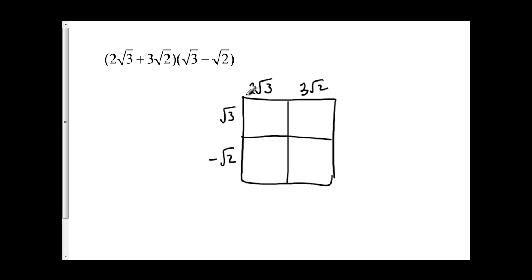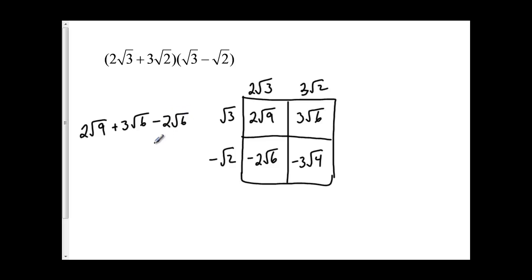Now when we multiply, we've got 2 root 3 times root 3 is going to give us 2 root 9. 3 root 2 times root 3 is going to give us 3 root 6. 2 root 3 and negative root 2 is going to give us negative 2 root 6. And finally, we've got negative 3 root 4. So if we write this all out, we've got 2 root 9 plus 3 root 6 minus 2 root 6 minus 3 root 4.